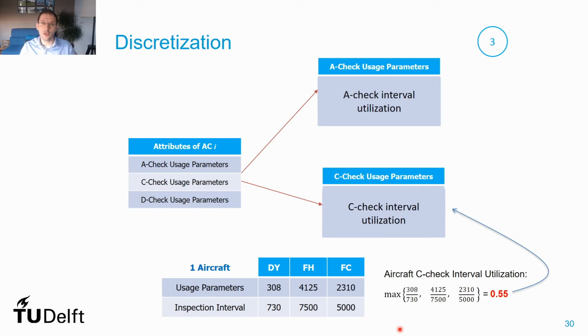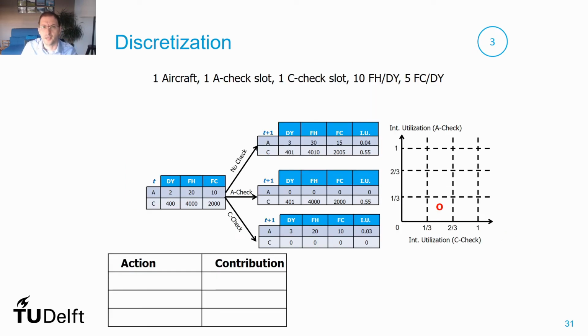If we produce a ratio between these usage parameters, each one of them, and the respective interval, we can see how far we are in the interval. Actually, if we compute the maximum, we can see how far we are regarding the interval of each one of these checks. So this one, this 0.55, will go to our usage parameter referring to the C check. And we'll do the same for the A check and eventually also for the D check. So we are simplifying our state space. And this can help us in this discretization.